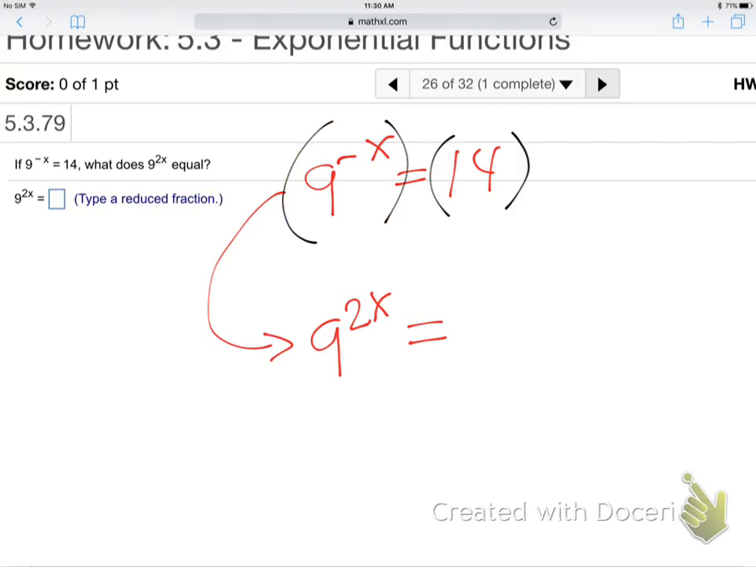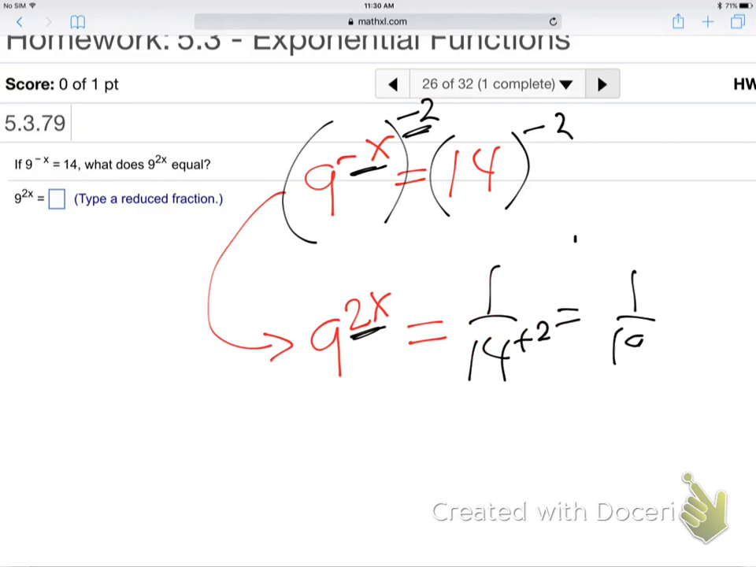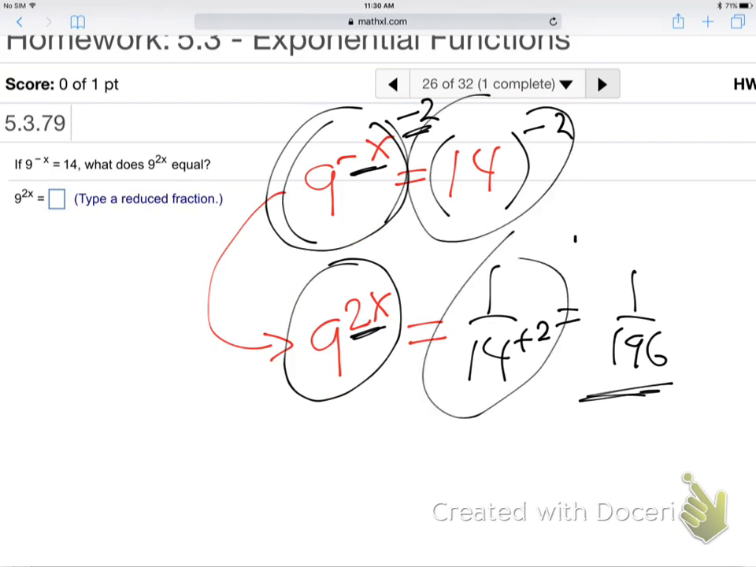So raise both sides. Well, what power? Negative 2, because negative times negative would be positive 2x. Good. We do one side, do the other. If they're equal before, treat them the same, they'll be equal after. So what does that mean? 1 over 14 to the positive 2. Is that 196? There it is. All is well? No questions? So we just made the left side how they want it to look, did the same thing on the right.